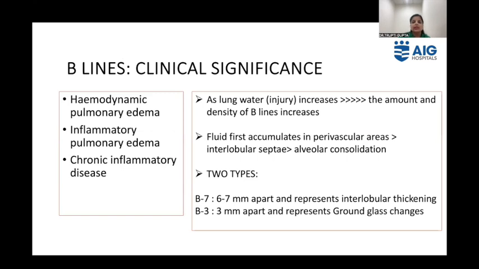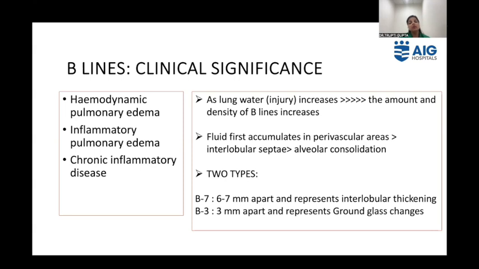So what is the clinical significance of B lines? Hemodynamic pulmonary edema, inflammatory pulmonary edema, or chronic inflammatory disease, all of these can cause B line formation. As the lung water increases, the amount and density of B lines also increase. As we all know, first the fluid will start accumulating in the perivascular area, followed by the interlobular septa, and then it will enter the alveolar area and cause alveolar consolidation.